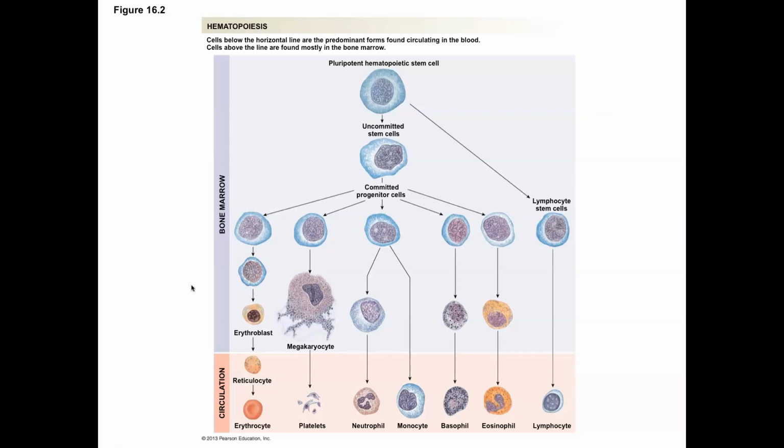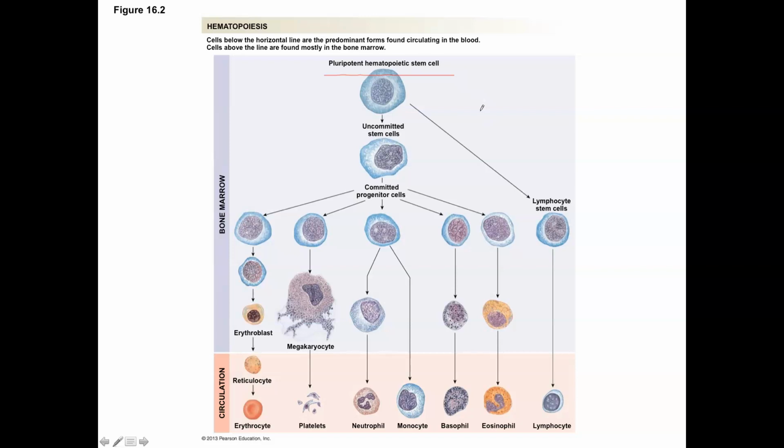Let's talk about the process of hematopoiesis. So hematopoiesis is the production of blood cells that primarily takes place in the bone marrow. The production of blood cells actually has to begin with something called a stem cell. In our bone marrow, we essentially have what's known as a hematopoietic stem cell. That hematopoietic stem cell has the ability to differentiate into other types of cells.